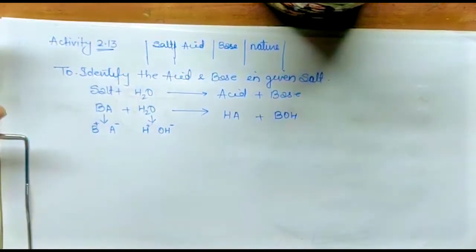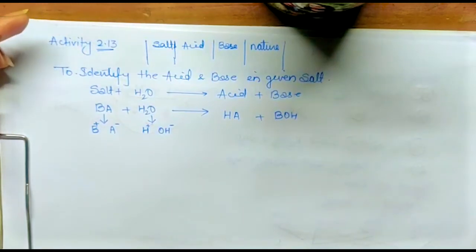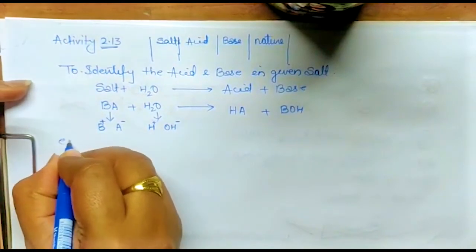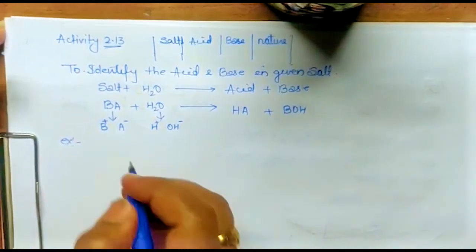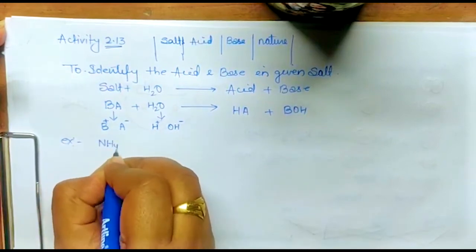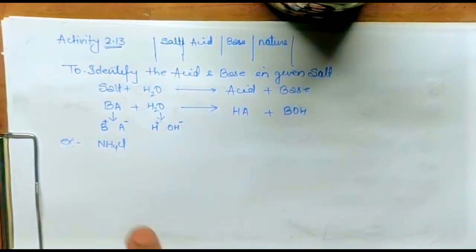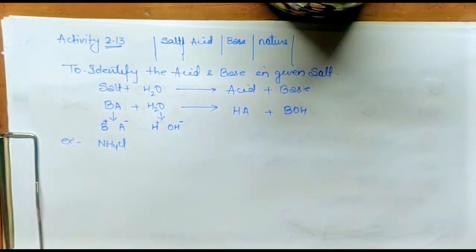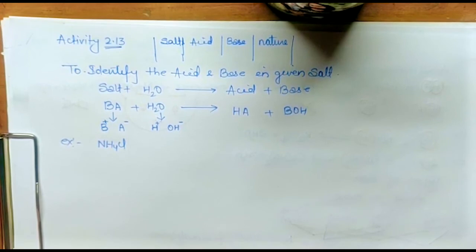It seems very simple, and maximum students make mistakes when it is asked. Let me write this in example form. Suppose ammonium chloride. If I ask you from which acid and base it is formed, what will you do? Simply, I have not written the water. You have to assume that it is an aqueous solution we are taking. That means water is there.